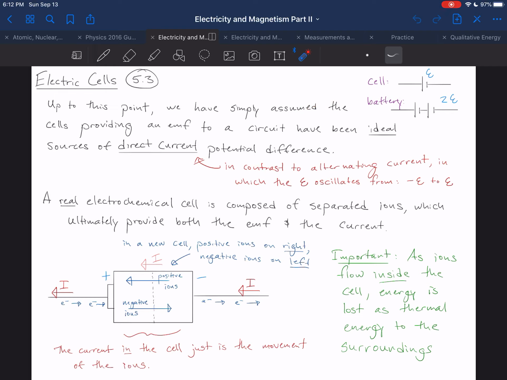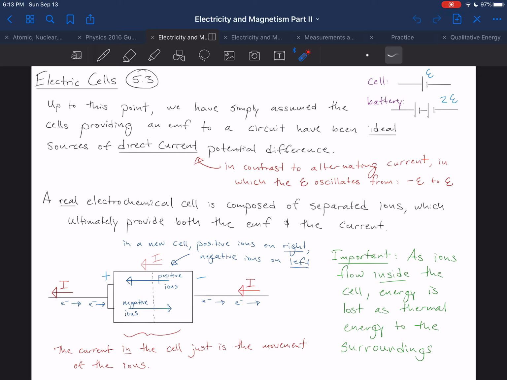The second thing to note, a very minor detail, is the difference between the term cell and battery, which I have been using more or less interchangeably. A cell is a single source of EMF, and a battery is multiple cells wired together in series or in parallel, depending. So the battery is a battery of cells. That's the way to describe it. So how do these things actually work?